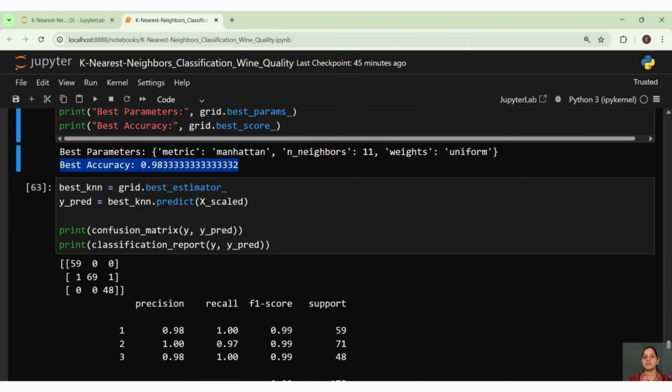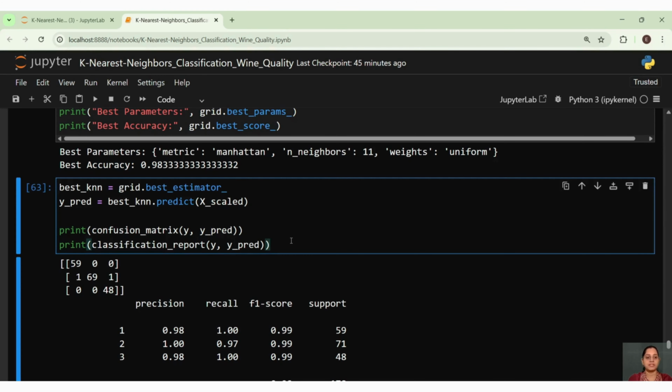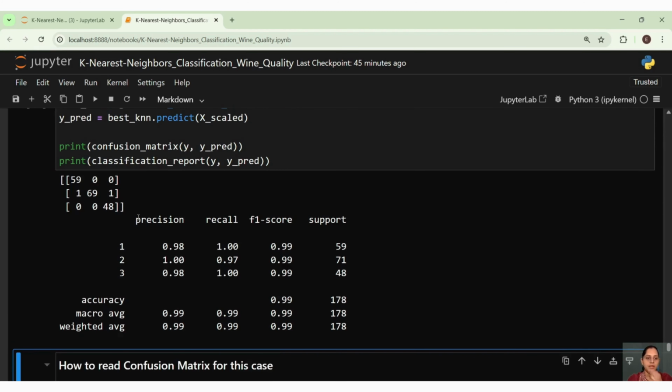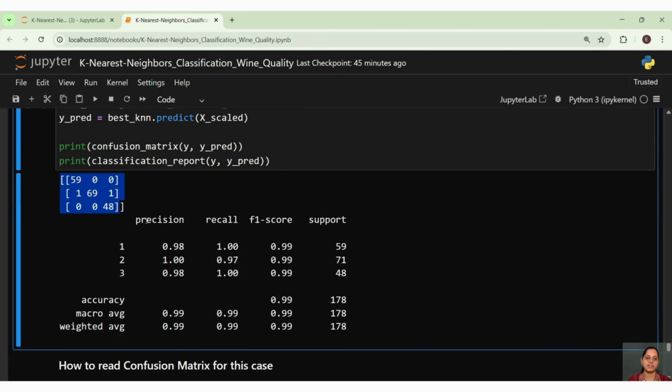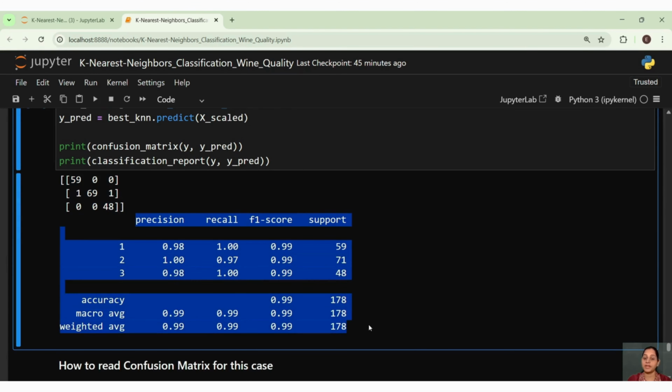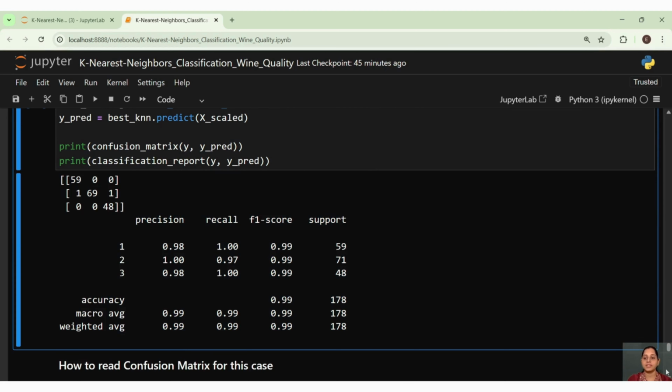If I use simple cross validation, I'm getting 97. With this, it has improved, right? 98. Now I can understand my best estimator, the best KNN. I'm just predicting with the best KNN, with X scaled, sorry. Then I'm showing my confusion matrix and classification report. Let's understand that. This is my confusion matrix, which I got 59, 69 and 48, and this is my precision and recall, which I already explained to you how we can read.